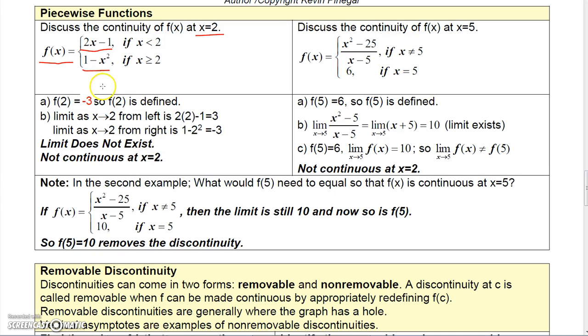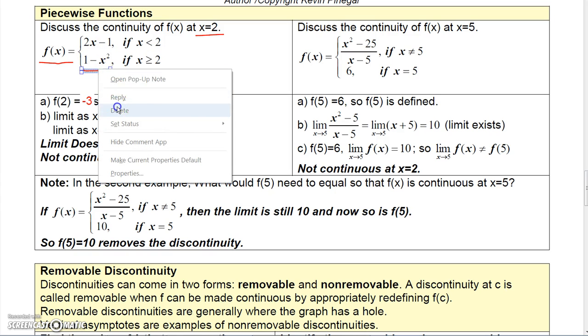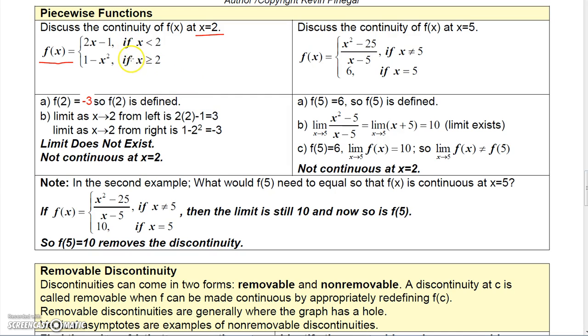Alright, now the next one I have to consider is the limit, not the function, but the limit. So now let's talk about the limit. Well, to the left of 2, we actually get this linear function. So as we get closer and closer to 2 from the left, it would give us the same value as if we plugged 2 into this function. Because the closer we got to 2, the closer this function would be to 2 times 2 minus 1, which is 3. So the limit as x approaches 2 from the left is 3.